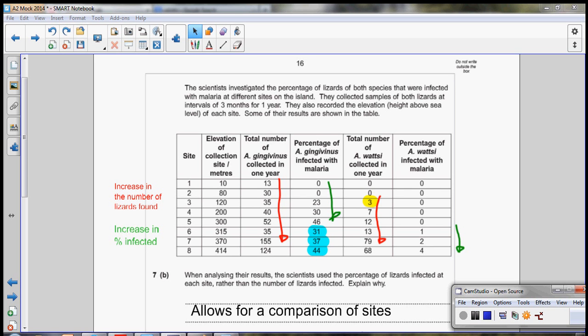The other thing I can see is that where I've got a very high percentage of A. gingivinus infected with malaria, I seem to have more A. wattsi. So it could be that the fact that there are quite a high proportion of A. gingivinus lizards infected with malaria in the bottom part of this graph, which I've highlighted in blue, could be the reason why I seem to have a higher number of A. wattsi lizards at higher elevations. Could be due to another reason, but it's a plausible suggestion.